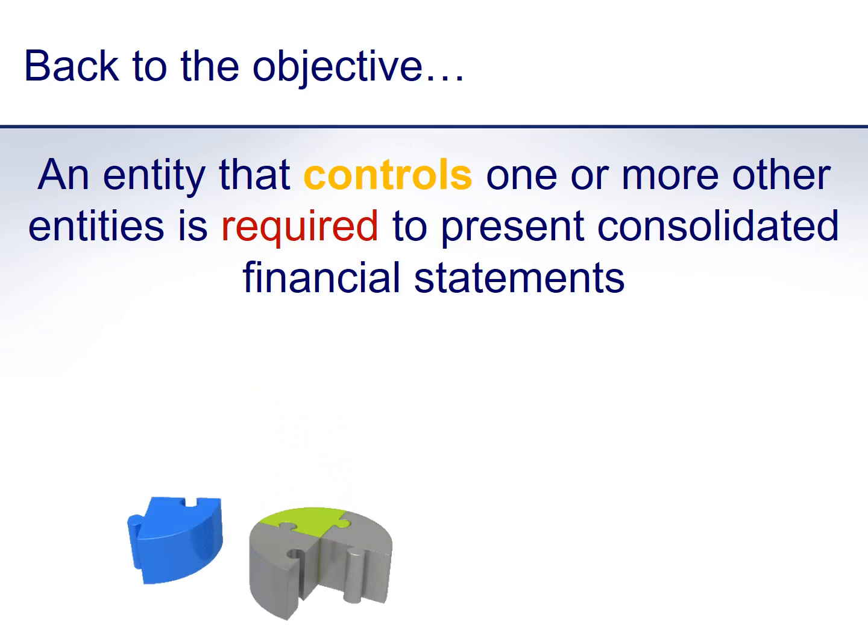Going back to the objective of IFRS 10, as I said at the start of this webinar, IFRS 10 says an entity that controls one or more other entities is required to present consolidated financial statements, with the exception of the exemptions that we've discussed and the exception to consolidation under investment entities. IFRS 10 also introduces a new and improved definition of control in comparison to its predecessor, IAS 27.